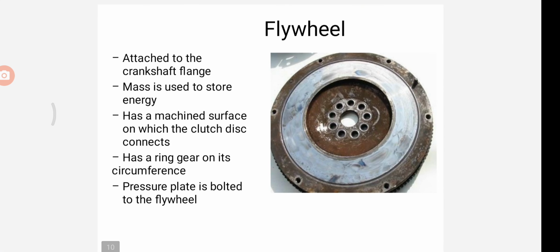See, this is the flywheel. The flywheel is attached to the crankshaft flange. Its mass is used to store energy. It has machined surfaces to which the clutch disc connects, and has a ring gear on its circumference. The pressure plate is bolted to the flywheel, so the pressure plate and flywheel are attached with the help of bolts. So this is the use of the flywheel.